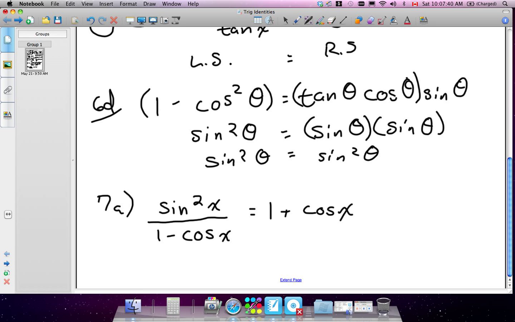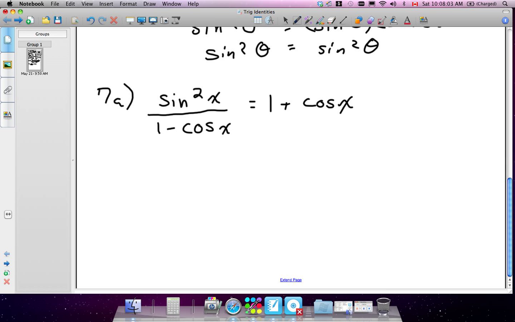What I'm going to do, because this is technically algebra, I'm just going to move the whole bottom part of this equation to the other side. And in order to do that, I'd have to multiply both sides. So in other words, this will show up on the other side. It's going to be 1 plus cos x times 1 subtract cos x. Okay, so essentially we're setting up a FOIL question. So when I move that to the other side, it'll say sine squared x is equal to 1 plus cos x times 1 subtract cos x.